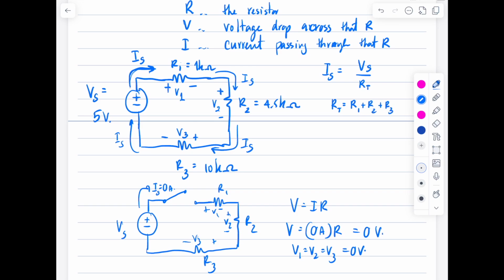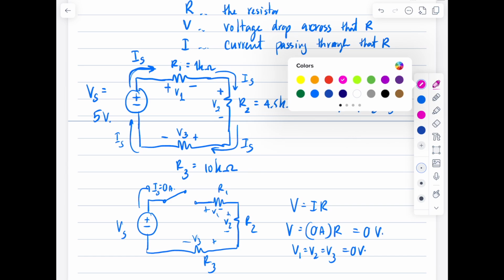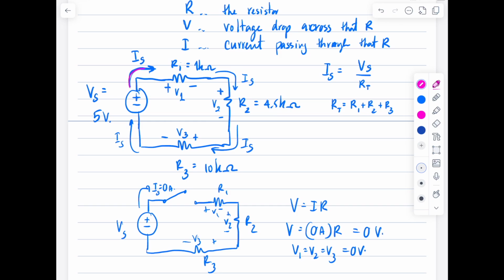How do you know that they are connected in series? All these 4 elements, 5 volt, R1, R2, and R3. As you can see, from our definitions before, things are connected in series if the same current passes through them. So as you can see, IS passes through R1, R2, R3, and IS. The same current. That's why we can say that all these 4 elements are connected in series.